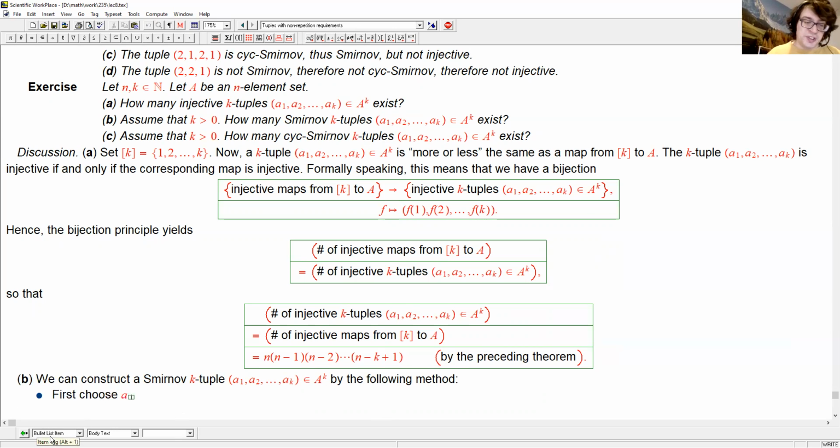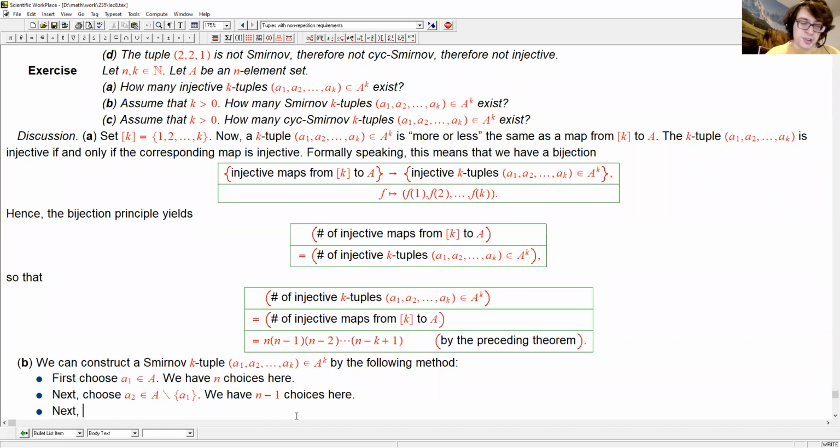First, choose its first entry, A1. How many choices do we have? A1 has to be in A, so we have n choices here. A has n elements. Next, choose A2. Now this also has to be in A, but it furthermore has to be distinct from A1 because it's Smirnov. If A2 was equal to A1, you would have two consecutive entries being equal. So we have n minus 1 choices here.